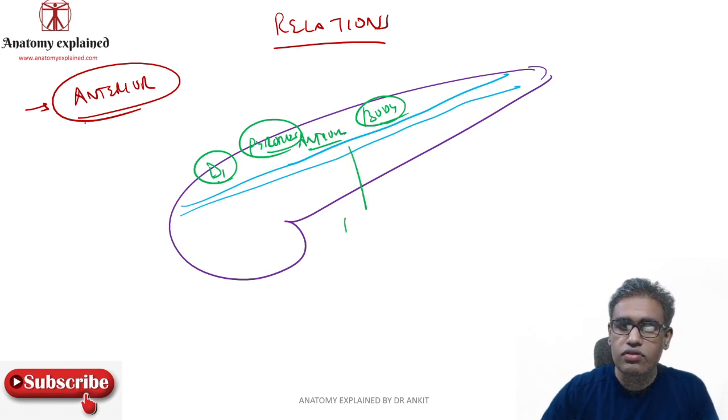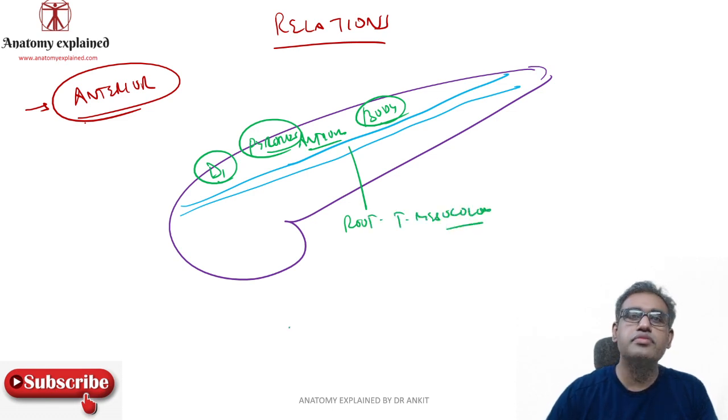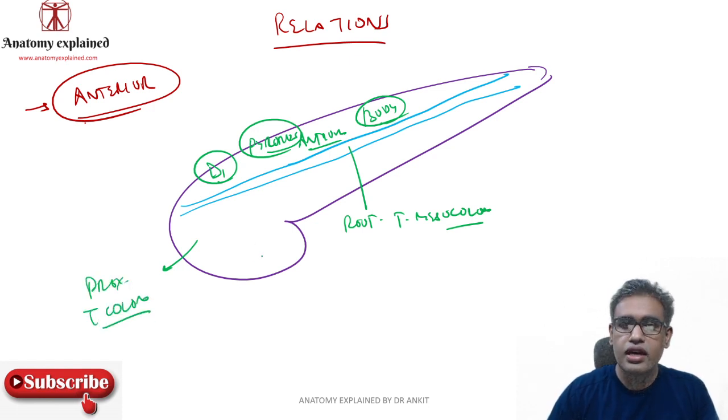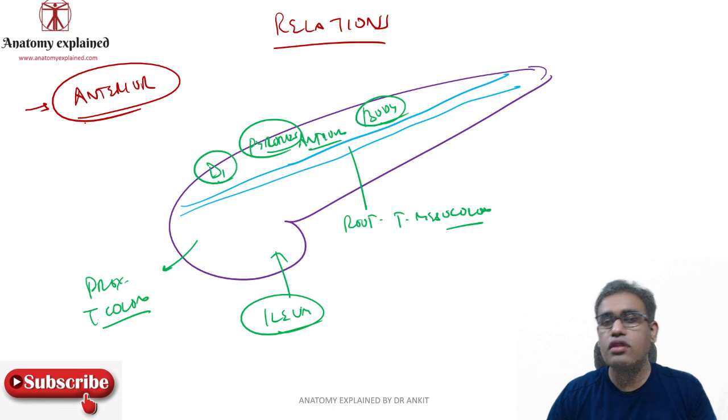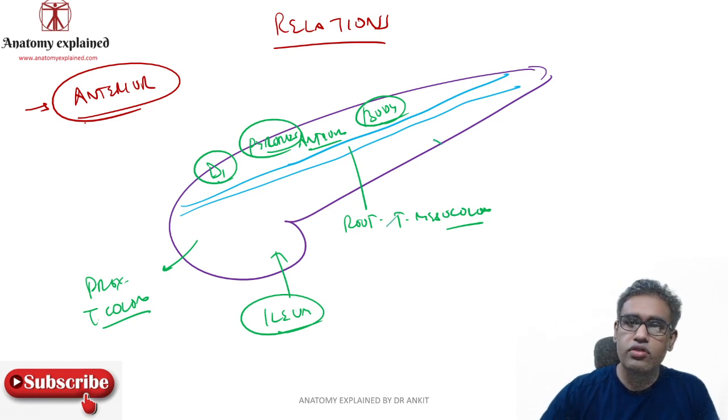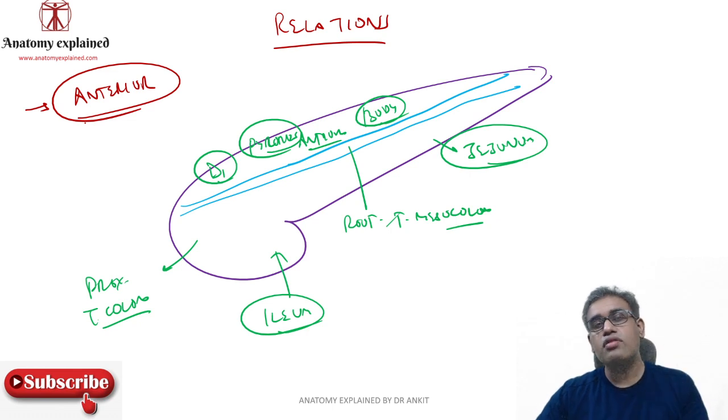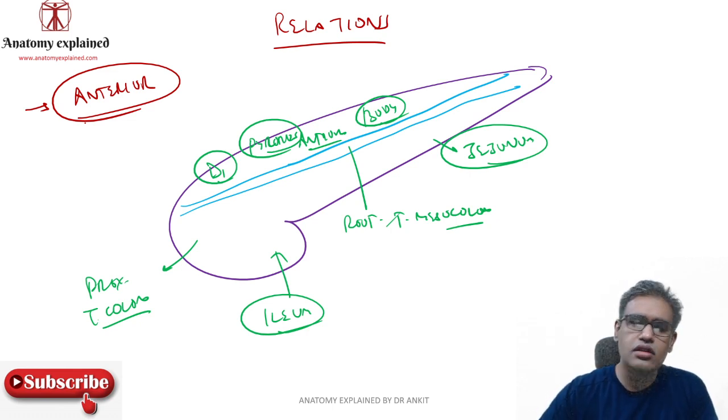This is the attachment of the root of the transverse mesocolon. Low down over here you will have some proximal part of the transverse colon which will be attached over here. Somewhat around here, anterior to the pancreas, you will have the ileum, loops of ileum, part of the small intestine. Somewhat over here you will have the loops of jejunum, because jejunum lies in the upper left part of the small intestine and ileum lies normally in the right part of the intestine.